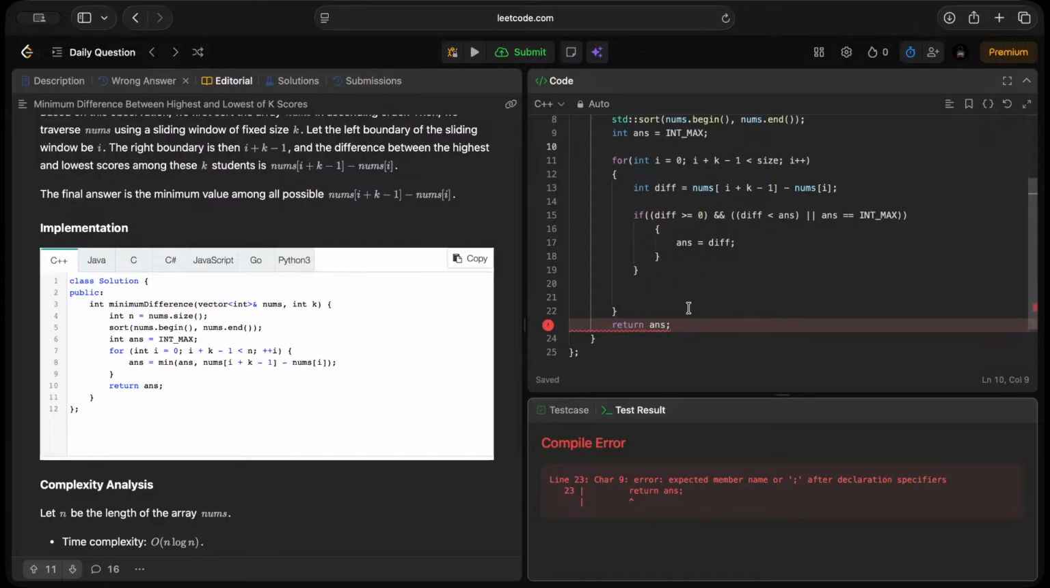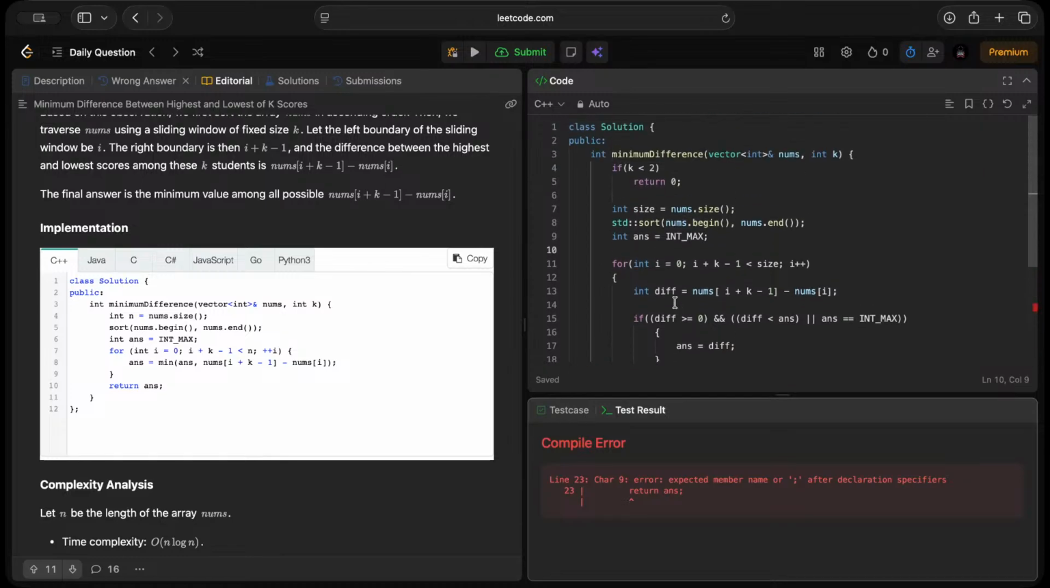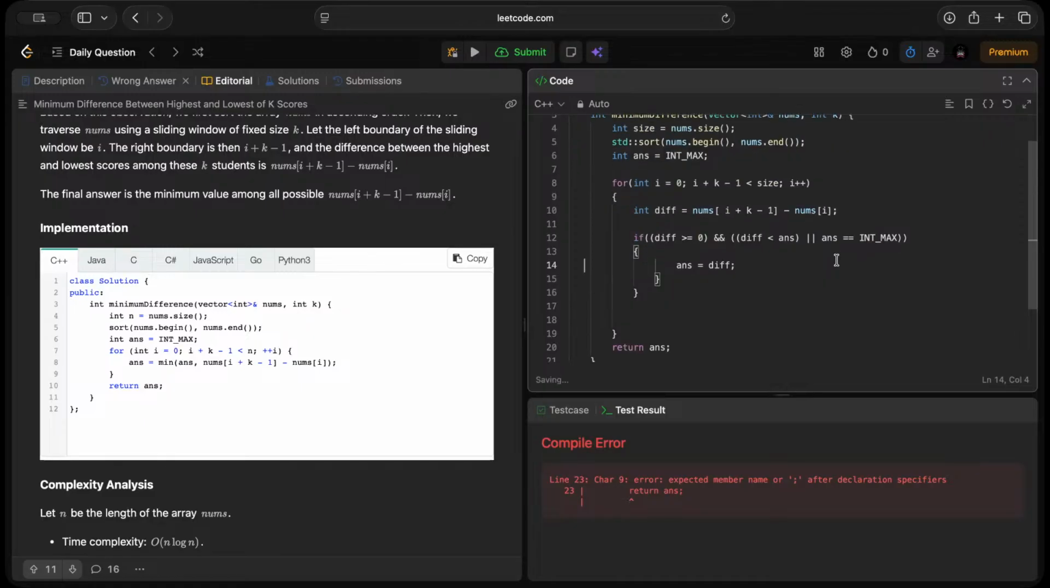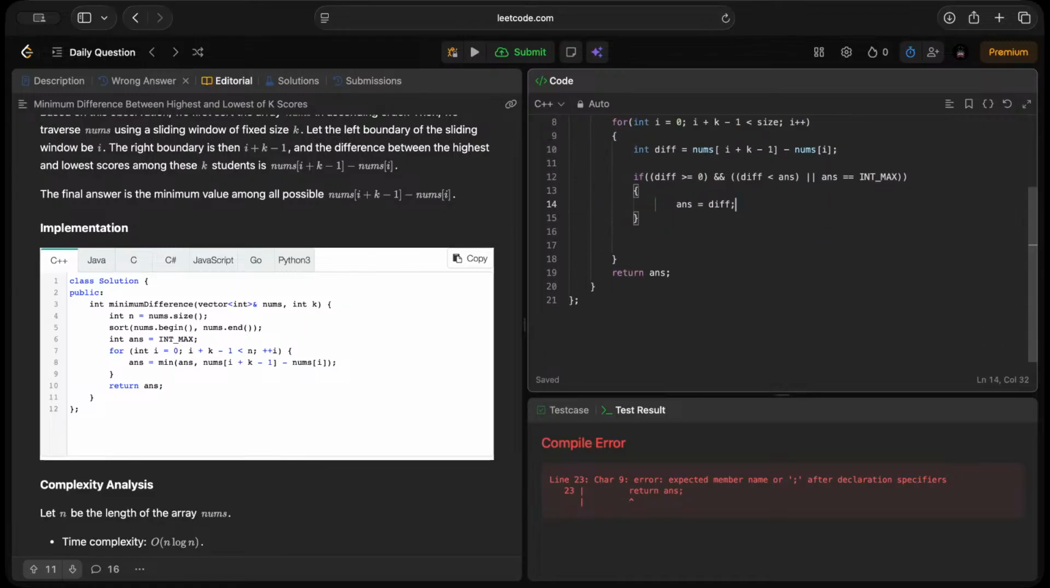Expected a semicolon somewhere. Where did I miss a semicolon? Difference equals that. We got a bracket here, we got a bracket here, we got a bracket there. I got an extra bracket here. An extra bracket here.